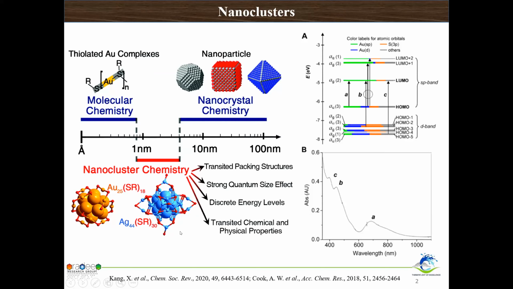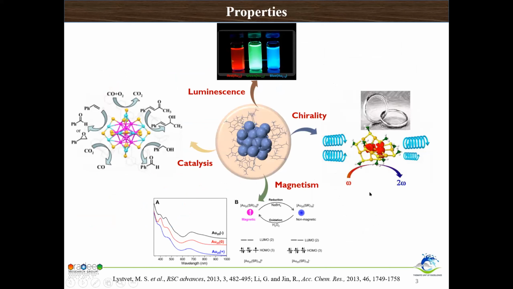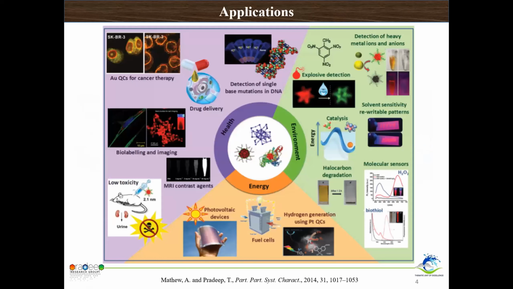L30, etc. Due to their smaller size and precise atomicity, they exhibit quantized energy states which give rise to molecule-like optical features, as shown here. Other interesting properties exhibited by nanoclusters are luminescent properties, chirality, magnetism, and good catalytic activity. So these properties broaden the range of applications of nanoclusters in various fields such as biomedical applications, sensing and catalysis, and in energy storage.